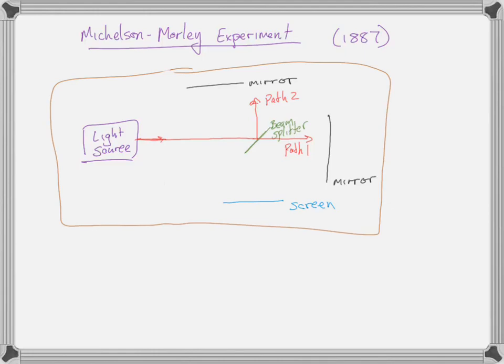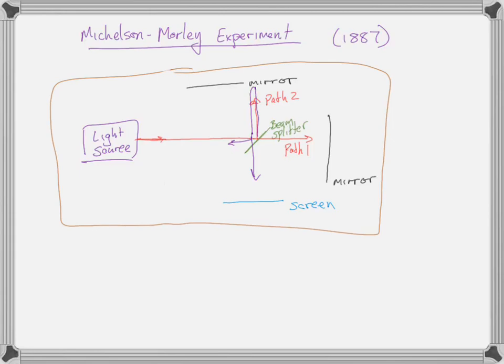Path 2, let me follow that. Let me change the color. I'll change it to purple, just so you can follow path 2. Path 2 goes up to the mirror, and this is where I didn't put the mirror in the right place, but it goes up to the mirror, bounces off the mirror, and comes back. At the beam splitter, it'll again split into two. It'll bounce back to where it came from, but it'll also transmit through. All we care about is the transmission through.